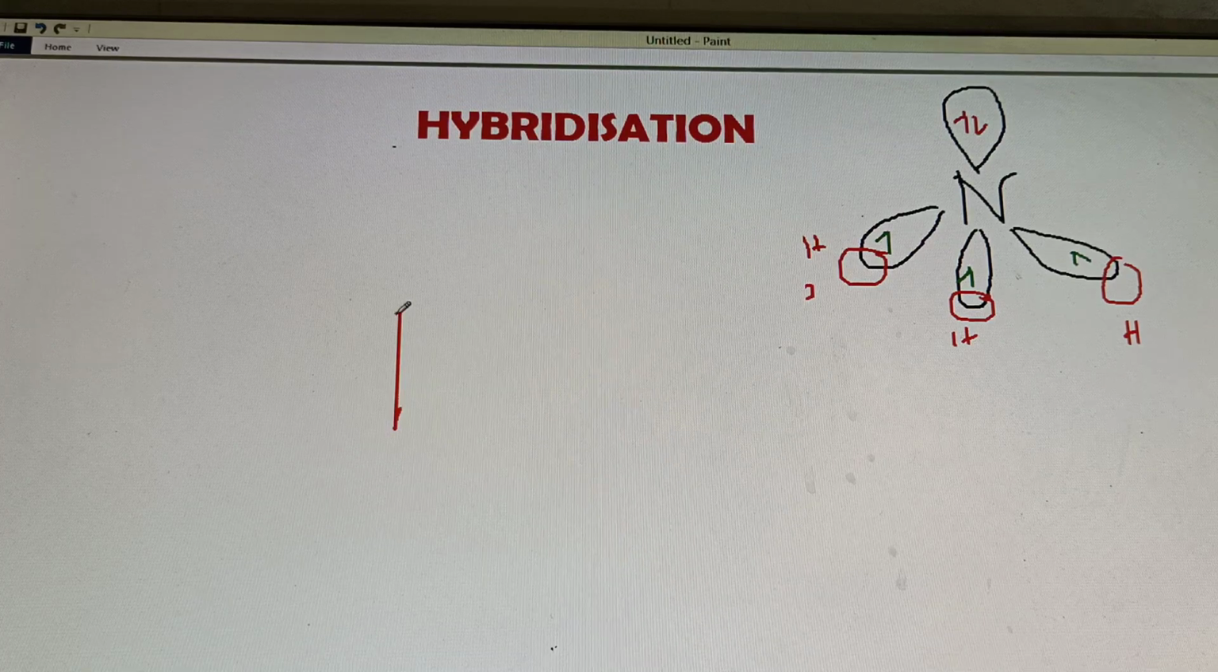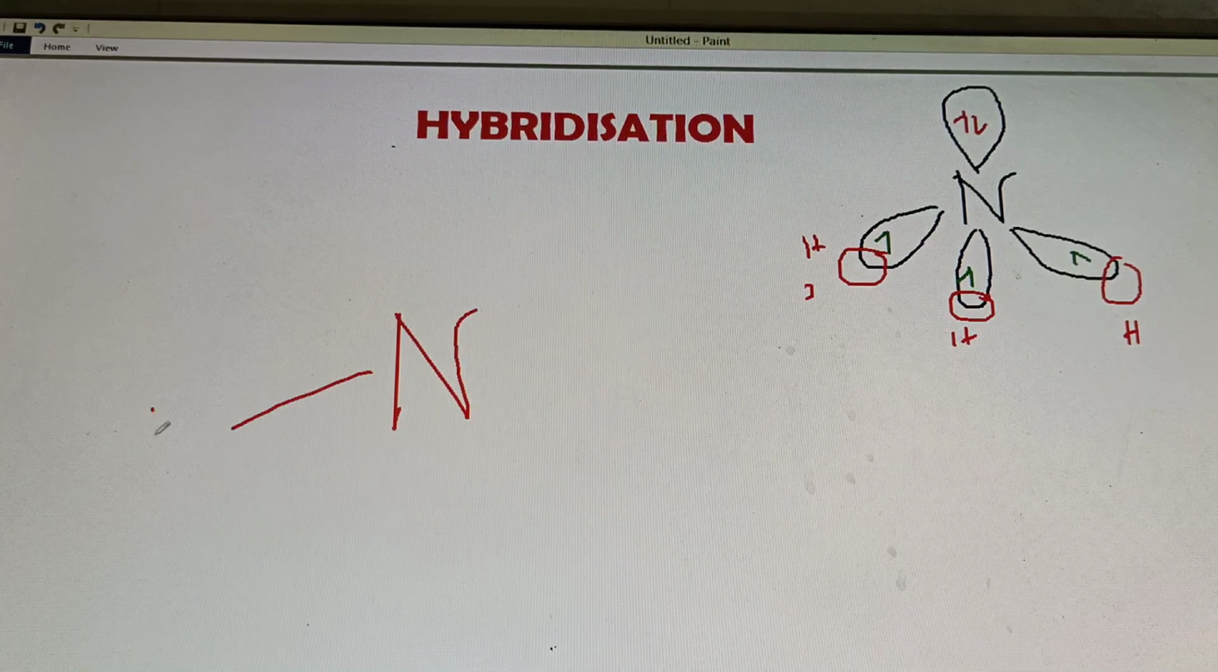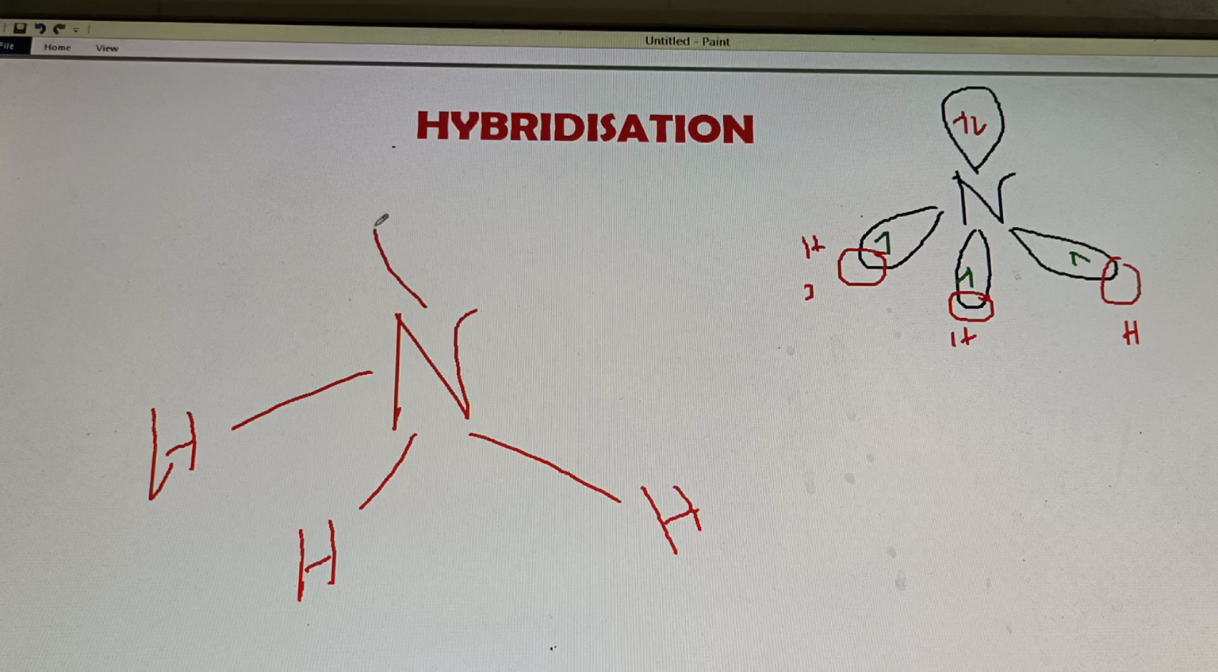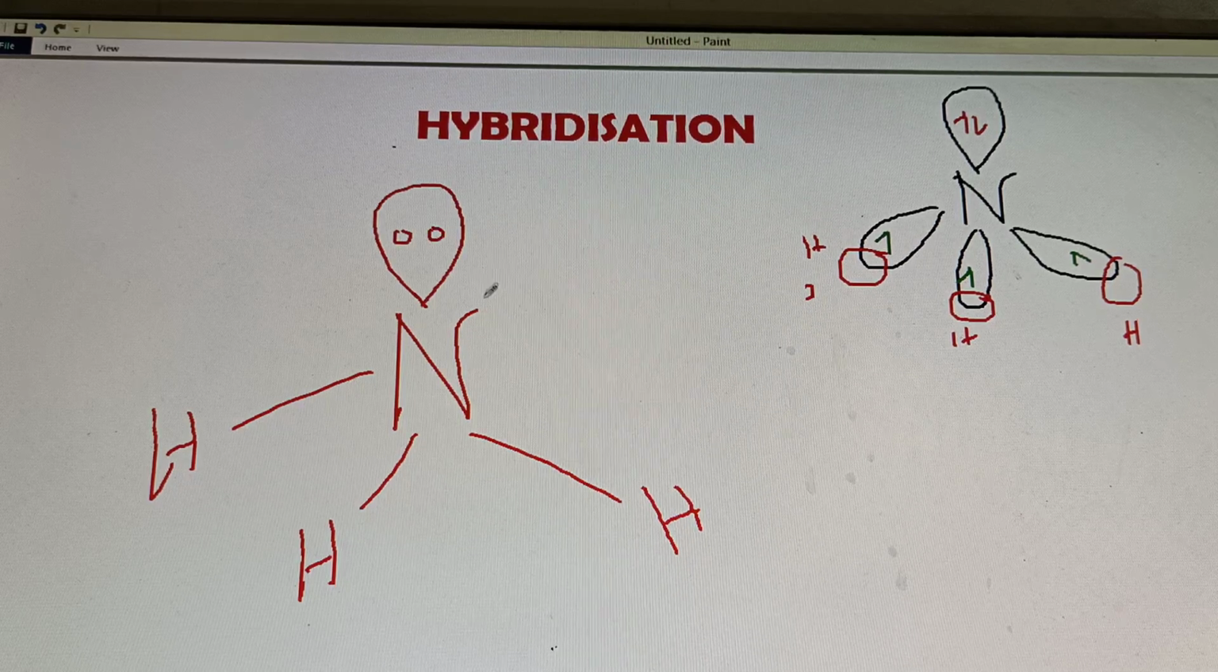That is nitrogen, hydrogen, hydrogen, hydrogen, and one lone pair of electrons.